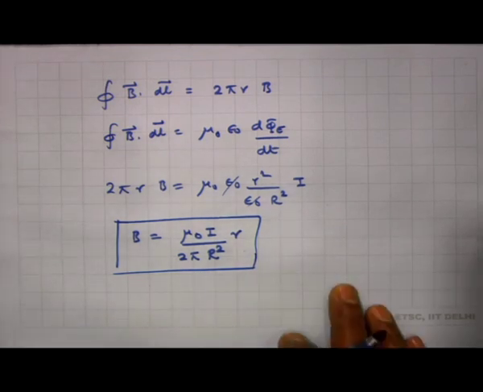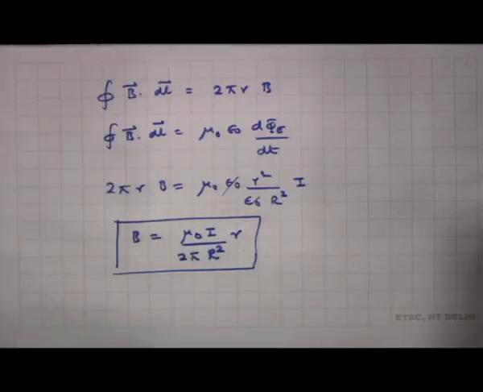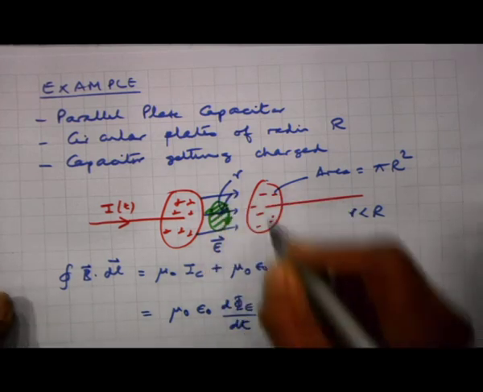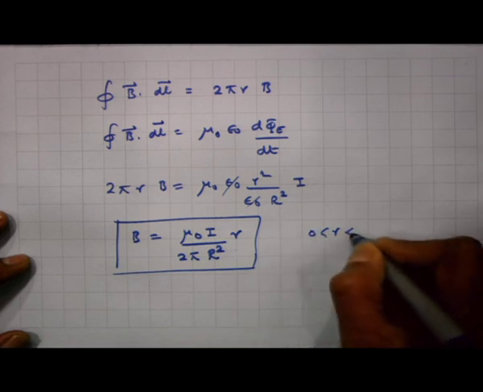So, the magnetic field within the area of the plates increases with small r. That means at the axis the magnetic field is 0, and as you increase small r up to capital R, this will be the magnetic field. So, this is for r lying between 0 and R.